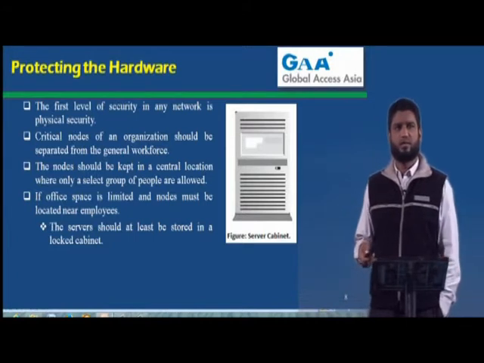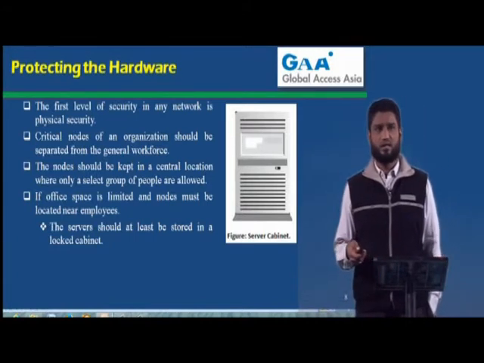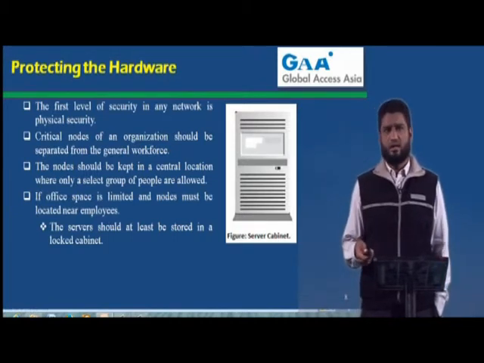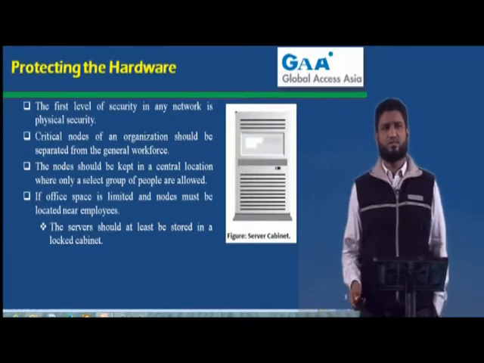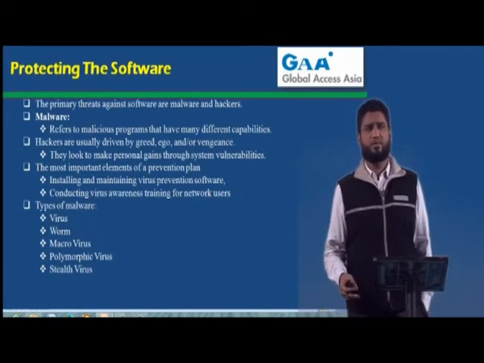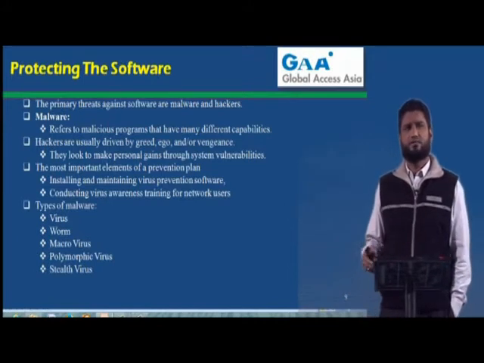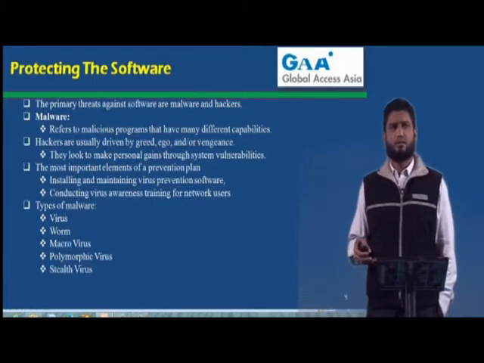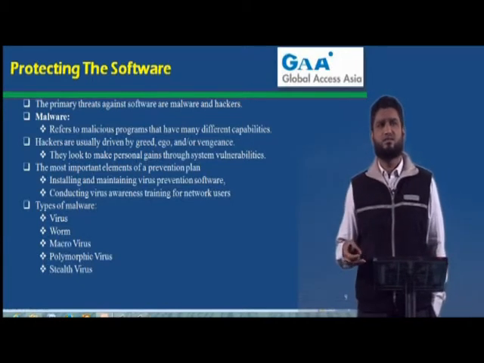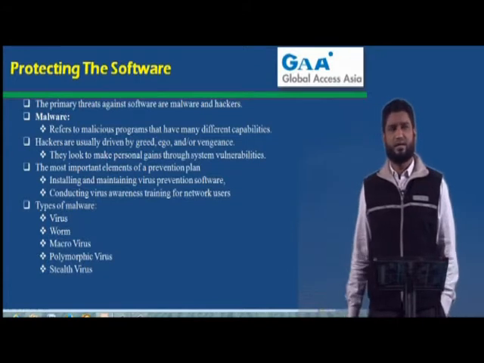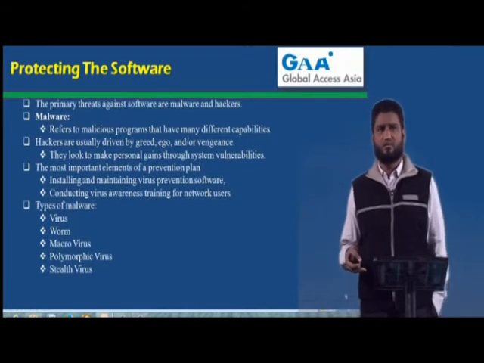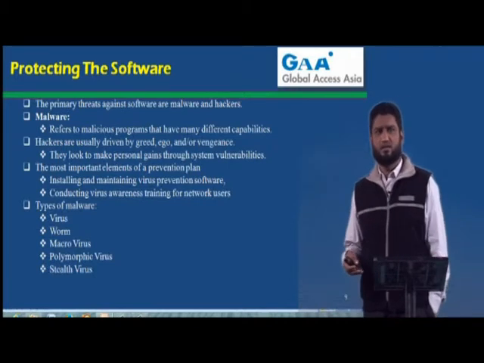The nodes should be kept in central locations, as we mentioned earlier. If office space is limited and nodes must be located near employees, that means you give some priority to these special nodes. Protecting the software. The primary threats against software are malware and hackers. Malware refers to malicious programs that have many different capabilities. There are some types of malware here: virus, worm, macro virus, polymorphic virus, and stealth virus.